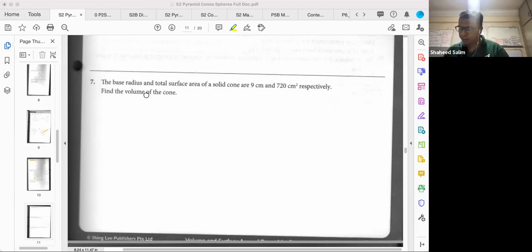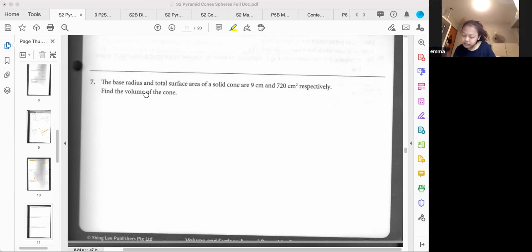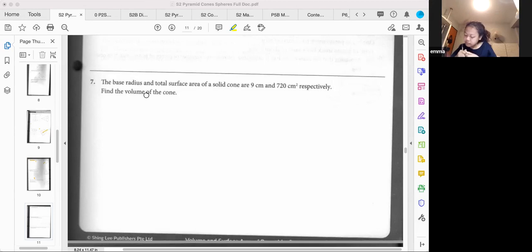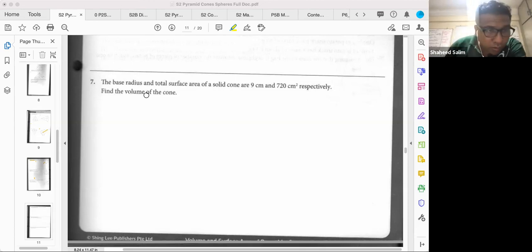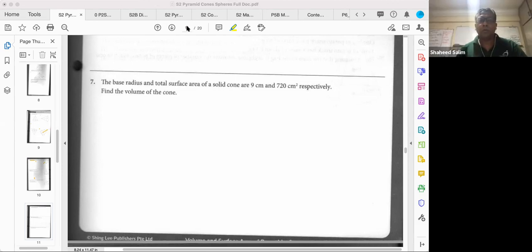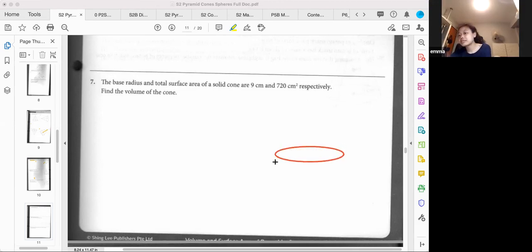What's your slanted height? Do you have a slanted height? I made a mistake. I don't know how to do this. Okay, do you draw diagrams when you do this? You have to, no? Okay, so you check.